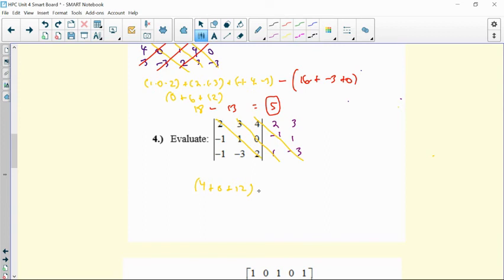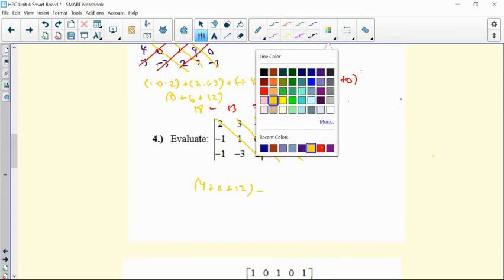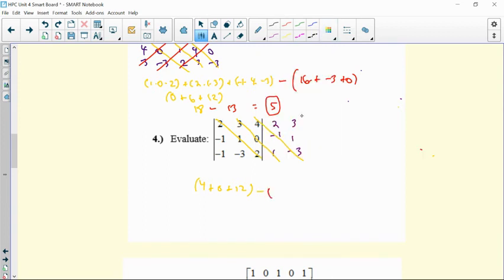Then I'm going to take away going in the other direction. So 3 times -1 times 2 is -6. 2 times 0 times -3 is 0. And then 4 times 1 times -1 is -4. So I have 4 plus 0 plus 12, which is 16, minus -4 plus -6 plus -4 is -10, and it's a minus a negative, so it becomes a positive 26.